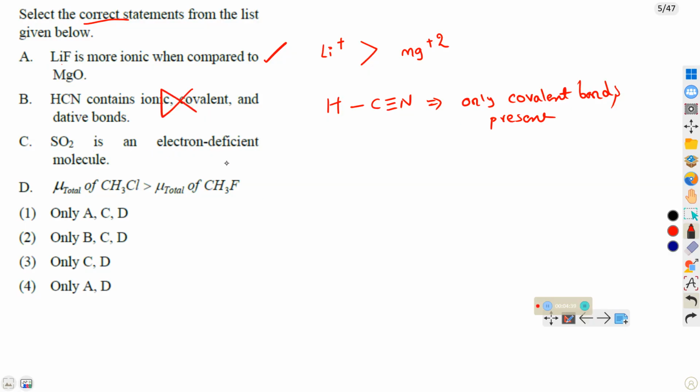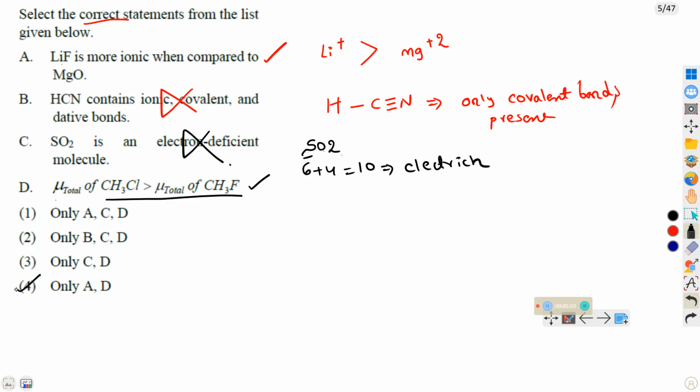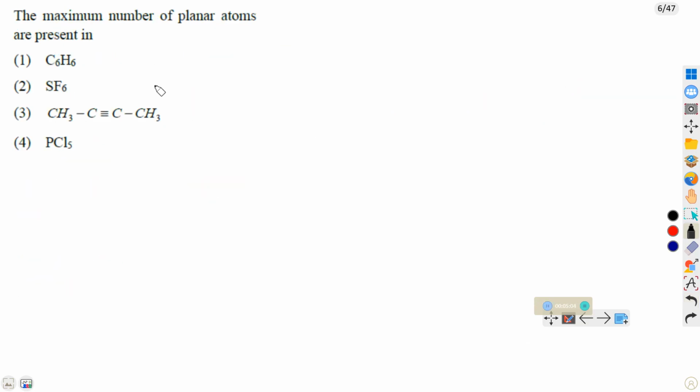SO2 is an electron deficient molecule. Check it. SO2. Sulfur group number 6. Oxygen valency 2. 2 oxygens 4. 6 plus 4 is equal to 10. It is electron rich, not electron deficient. Mu total of CH3Cl is greater than CH3F. Correct. Only A and D are correct.